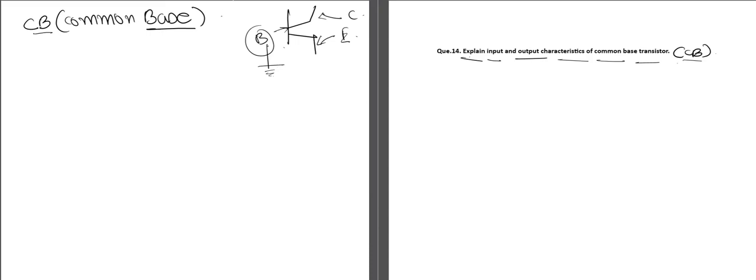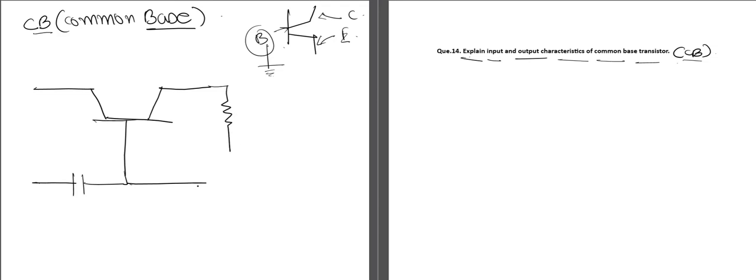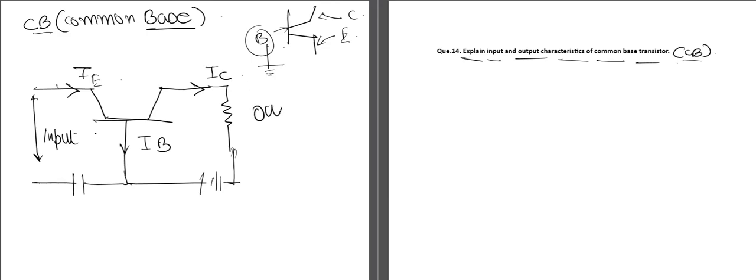So at first, let us draw the circuit diagram of a CB mode transistor. Okay. So this is the circuit diagram of a CB mode transistor.